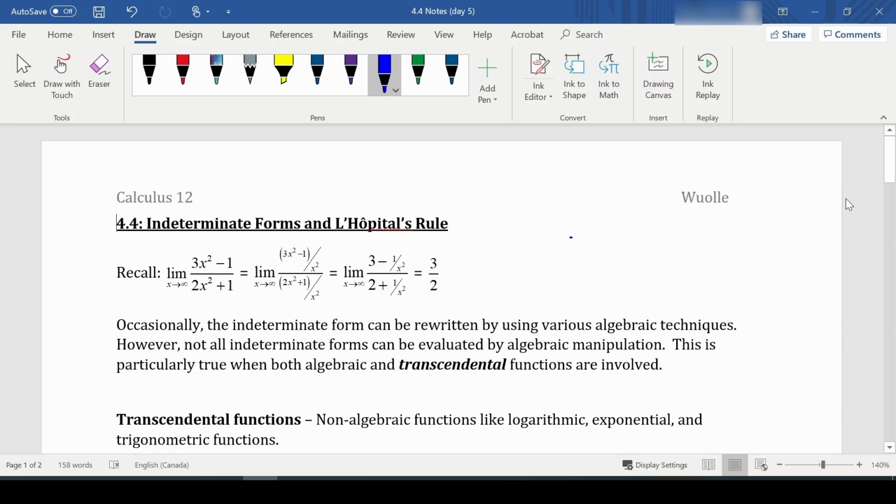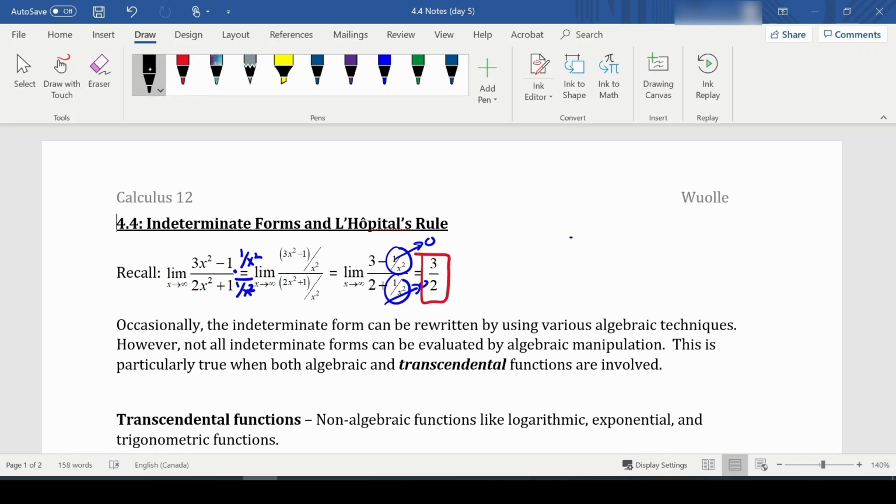So just a reminder, if you have the limit as x approaches infinity of something like 3x squared minus 1 over 2x squared plus 1, there was a method where we could simplify this by multiplying the top and the bottom by 1 over x squared. That would give us 3 minus 1 over x squared all over 2 plus 1 over x squared. And as x gets very, very large, this term and this term will approach 0. This leaves us with just 3 over 2.